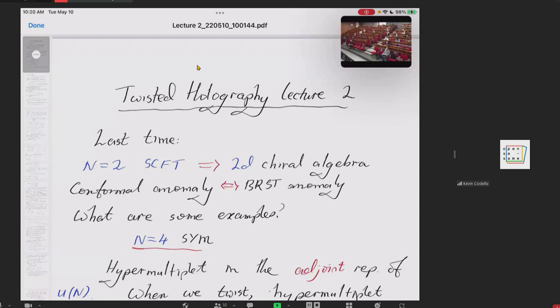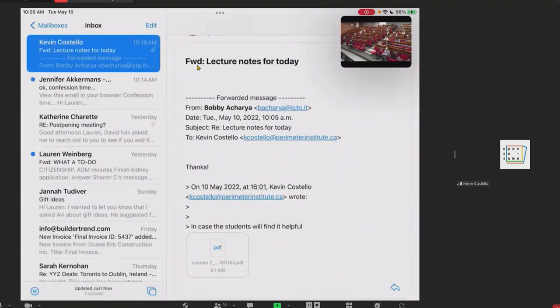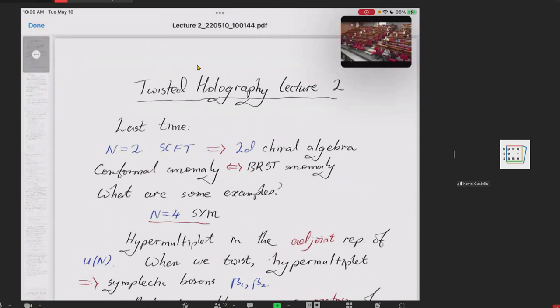So last time we discussed how an N=2 SCFT will give rise to a 2D chiral algebra. And we saw that the conformal anomaly becomes the BRST anomaly. So the first thing I want to do today is work through some examples where we can see explicitly that the BRST anomaly vanishes. So the basic example is N=4 super Yang-Mills.